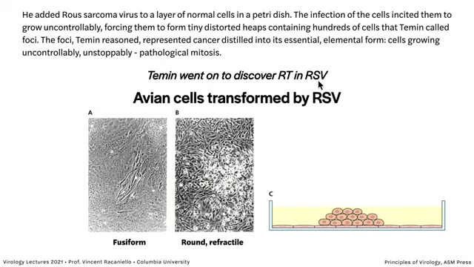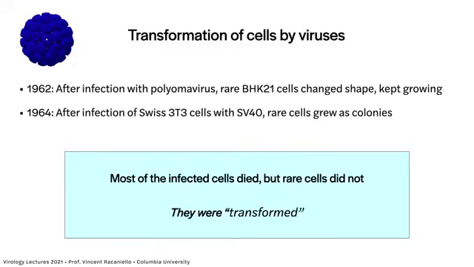Its ability to transform cells in culture was the beginning of our understanding of what's going on. A few other early events in transformation of cells by viruses. In 1962, it was shown that you could take polyomavirus and infect, these are baby hamster kidney cells. They change their shape. They keep growing. 1964, SV40 could infect mouse cells. They're called 3T3 cells, and rare cells grew out as colonies.